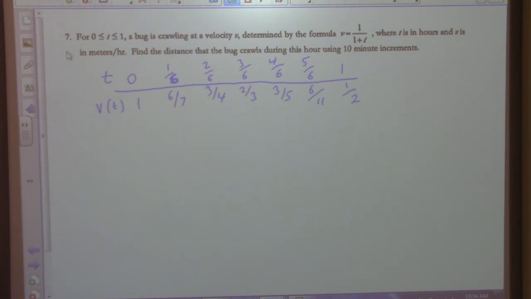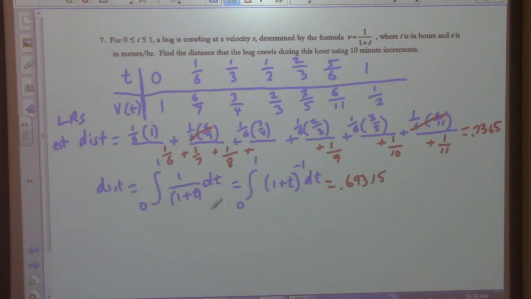This is what I had from a prior year on this. This one right here, what type of thing did we use here? A left Riemann sum is going to give you this. But your real answer, if you use the equation in your calculator, you get this.